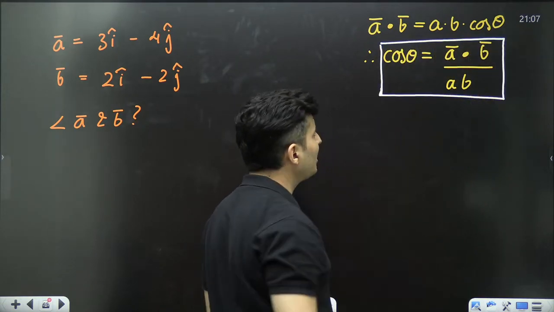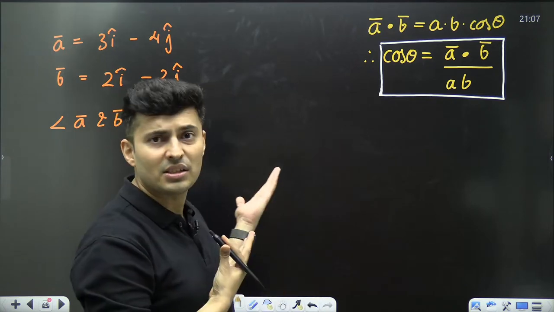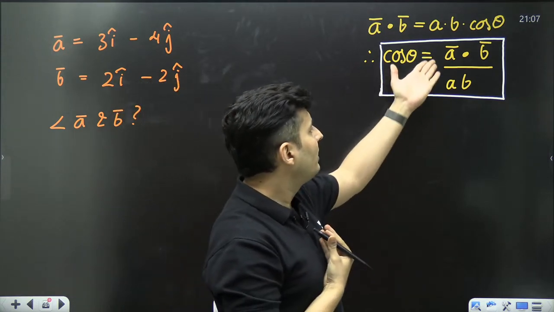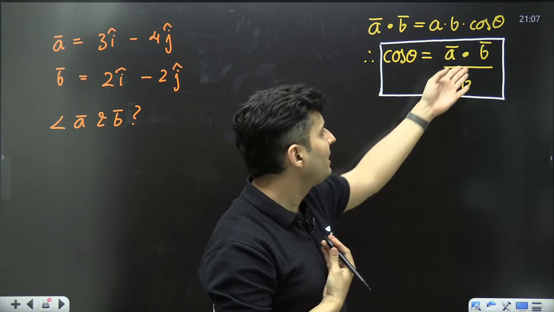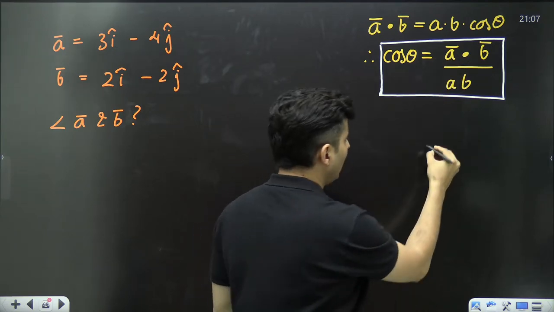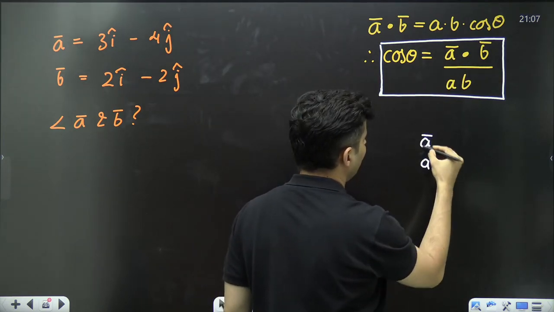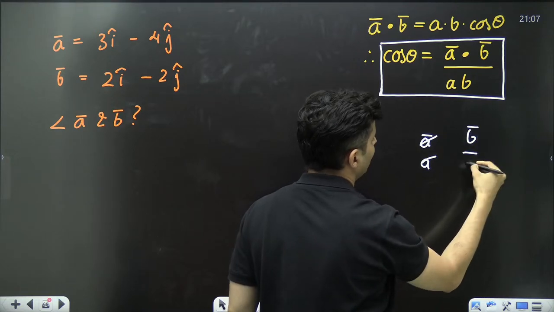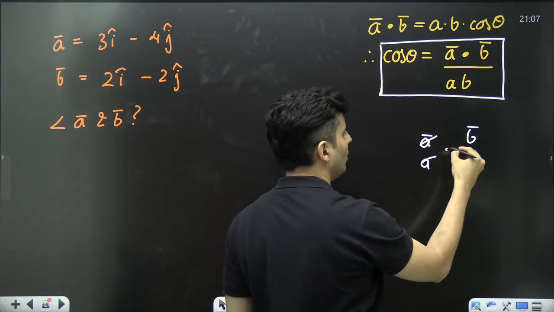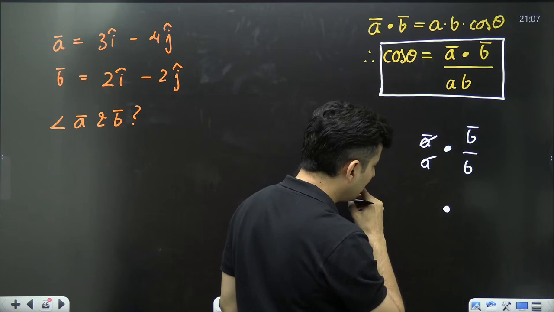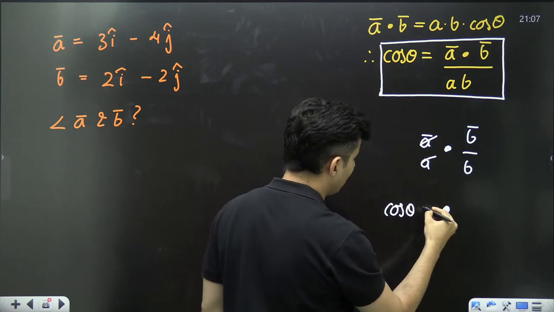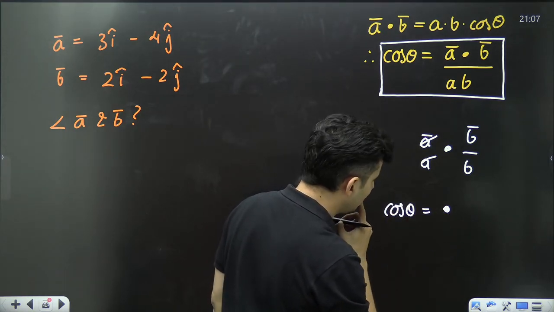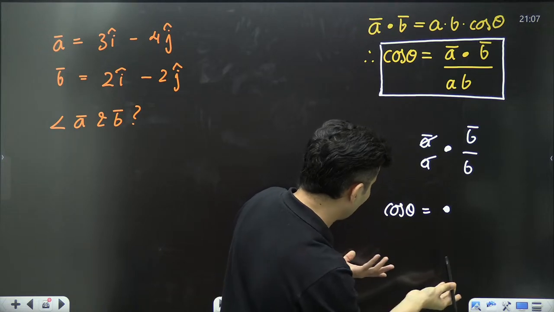These legendary students say, sir, what kind of formula is this? A will cancel with A, no, sir. B will cancel with B, no, sir. Look at these legendary students. A and A cancels. B and B cancels. What is remaining? Dot. Sir, the answer will be dot. Sir, so cos theta is dot. Sir, what is this, sir? New maths theory this is.